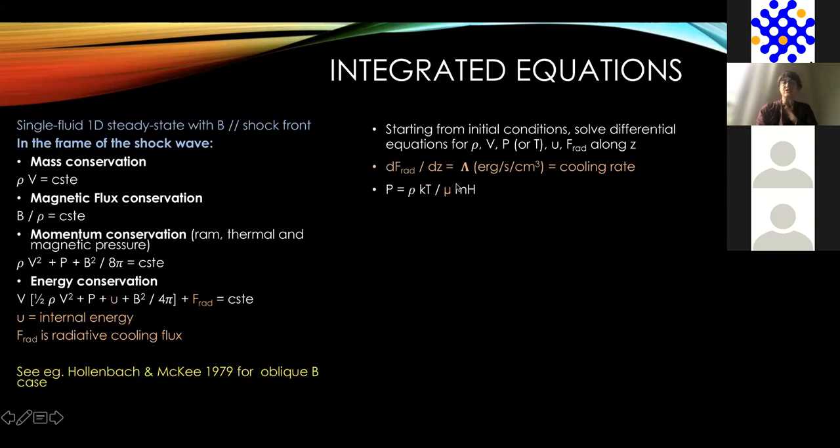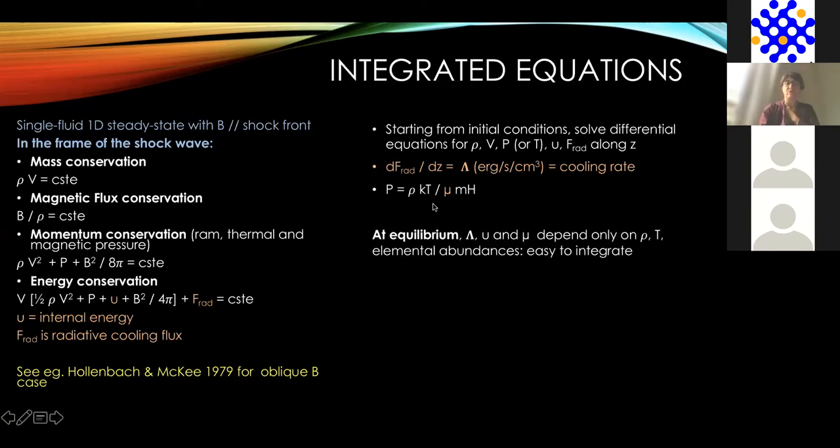And you see that this depends on temperature. So for the temperature, you need to know the mean particle weight, to convert pressure into temperature. So if we were at equilibrium in the gas, all of these quantities, lambda, the internal energy U, and mu, depend only on the density and the temperature and the elemental abundances.